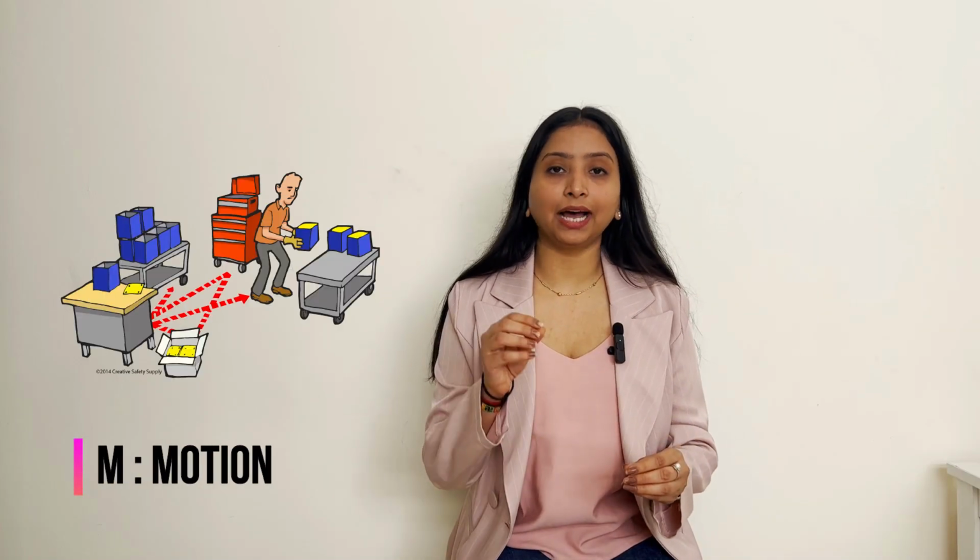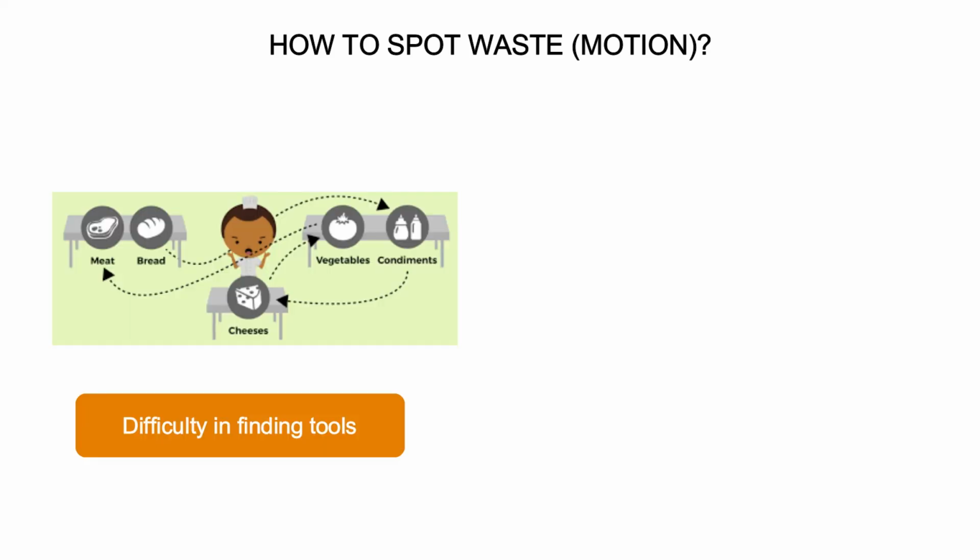Number seven is very interesting, motion. Human motion, which is unnecessary and ergonomically incorrect. Now, we generally do not pay attention to these kind of details, but this kind of waste is very important to identify. Now, how do you spot these kind of waste?